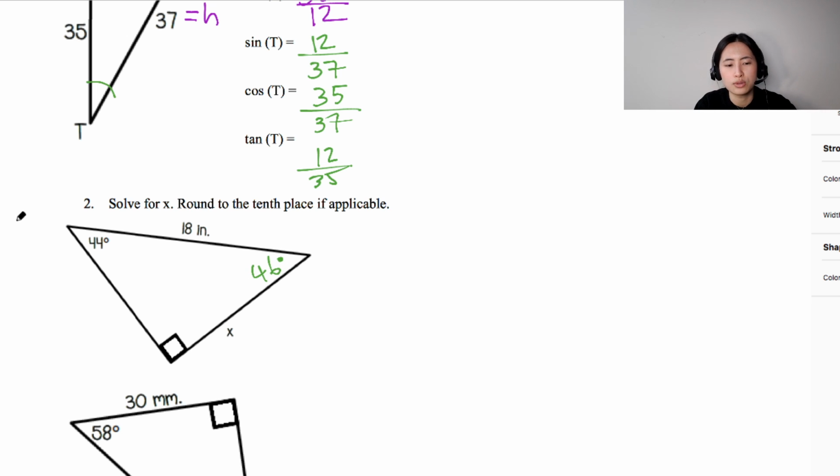You can either use 44 degrees or 46 degrees, but I would suggest you just use 44 degrees, because you don't need to go look for 46. That's another extra step, and it takes time to find that angle.